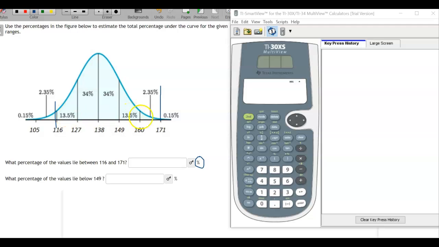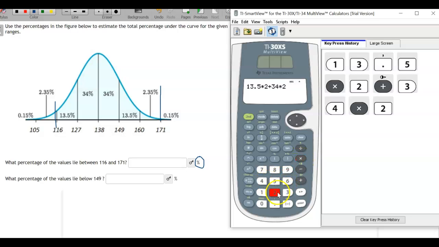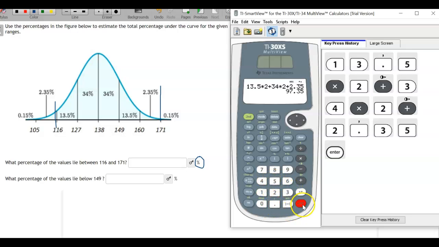Notice there's 13.5 occurs twice, so I can write 13.5 and just go times 2. And then I have 34 that occurs twice, so plus 34, which occurs twice, times 2, or if you're doing that in your head, is 68. And then finally, that covers those 4, and then the 2.35. So we add those 5 values up, and we get a total of 97.35%, that would be.